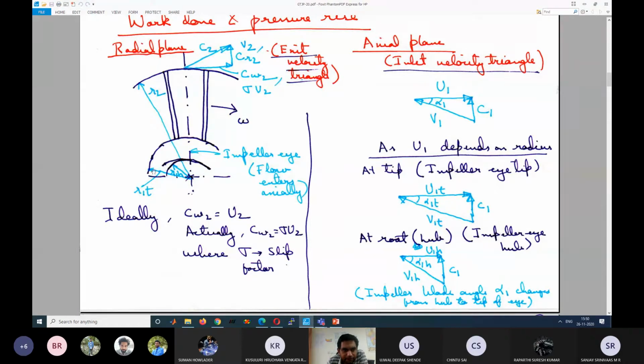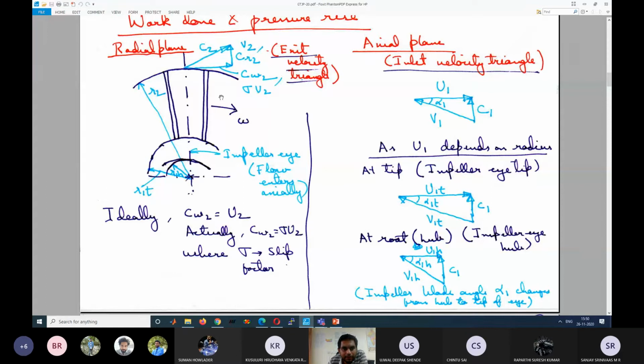So R1 is because it is the intake point 1, and because it has different radii going from hub to tip, we are designating it with R1H and R1T. Somewhere in between, at the midpoint, we will also have the mean radius of the eye, which we will call R1M, the mean eye radius. So this is the inlet section and is denoted by the condition 1. Okay, the outlet section is given by the condition 2, and the radius is given as R2.